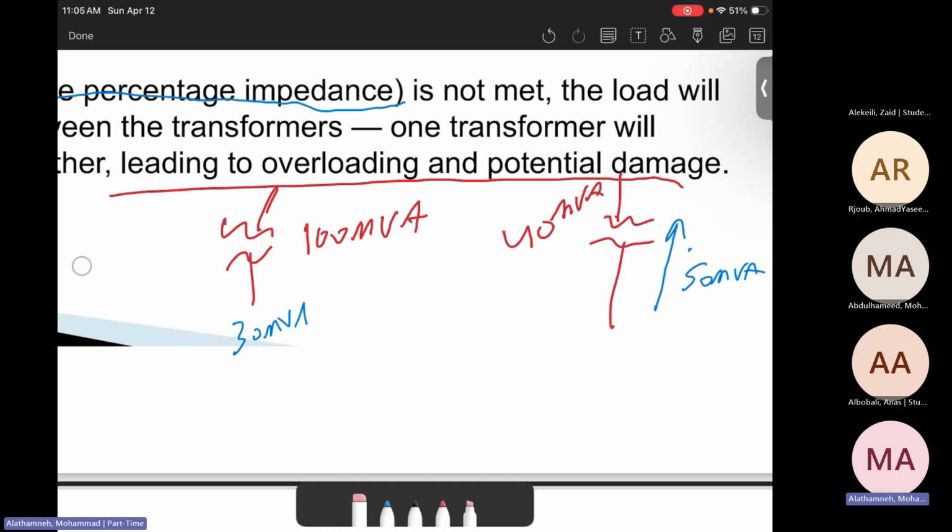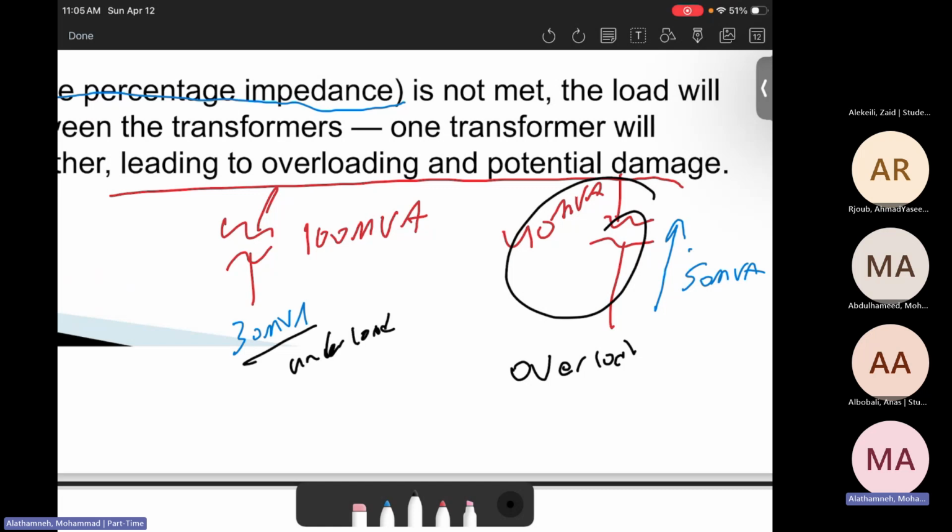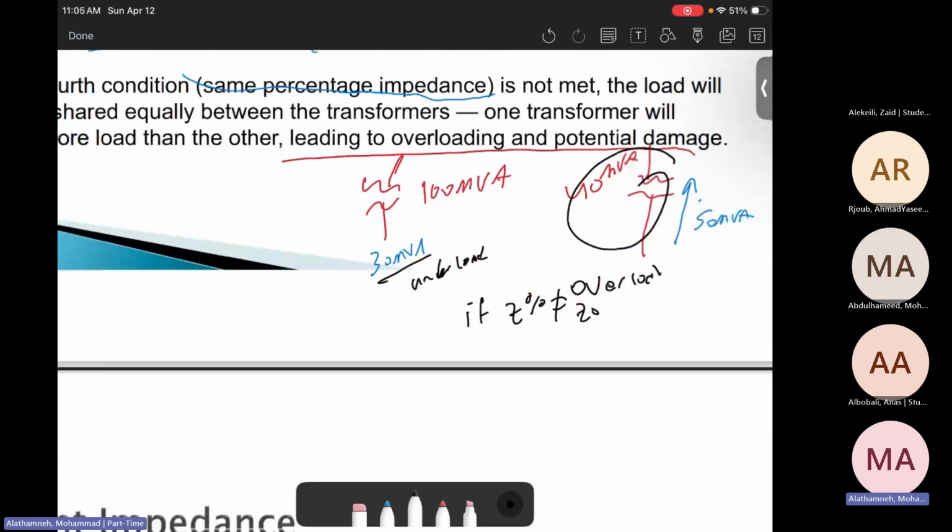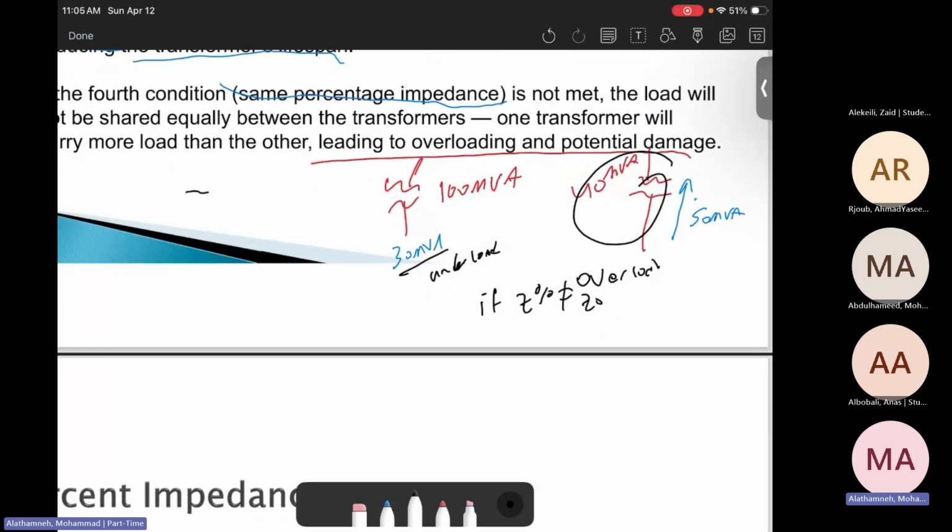This makes an overload on this one. Here is overload, while here it's still underloaded. And that can happen if and only if they are not sharing the same percentage impedance. However, if both of them share the same percentage impedance, they will be loaded equally. If you have 20 here, then this one must be 20, and so on. If this is 30, this one will be 30. They will be loaded equally if and only if they share the same percentage impedance. Okay?